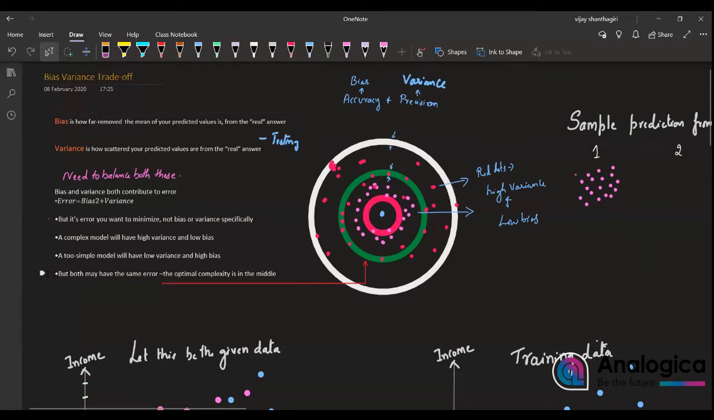So the idea is both a complex model and a simple model may have the same error, but the optimal complexity is in the middle. Okay, so you want to always be at this. We'll understand what this trade-off is. It's interesting. We have a simple example here.